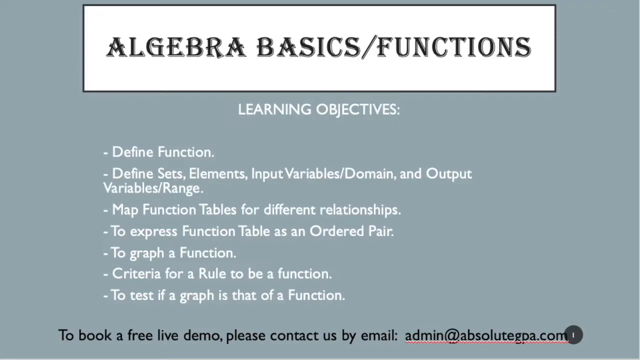In this algebra basic tutorial, we are going to learn about functions. We will learn how to define a function, define sets, elements, input variables, otherwise known as domain, and output variables, or range, of a function, map function tables for different relationships, and how to express a function table as an ordered pair. Also, we will learn to graph a function and understand the criteria for a rule to be a function, and finally, to test if a graph is that of a function.